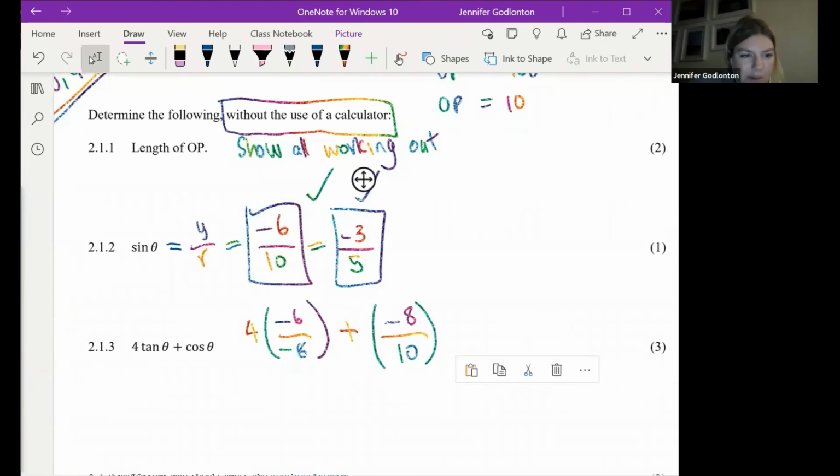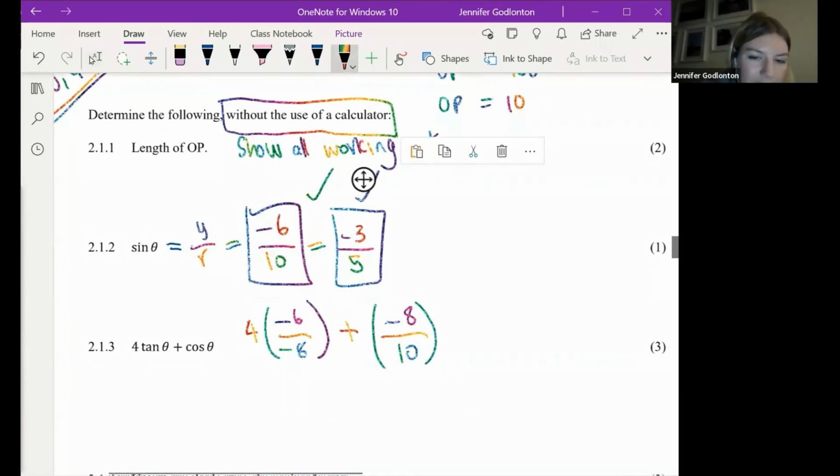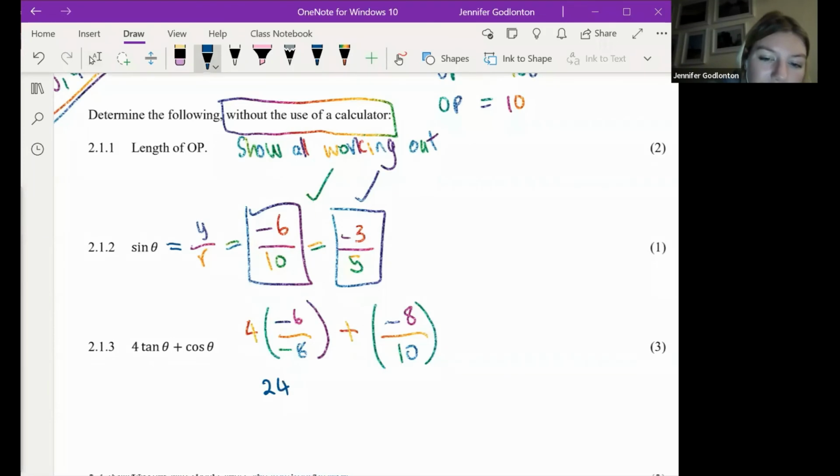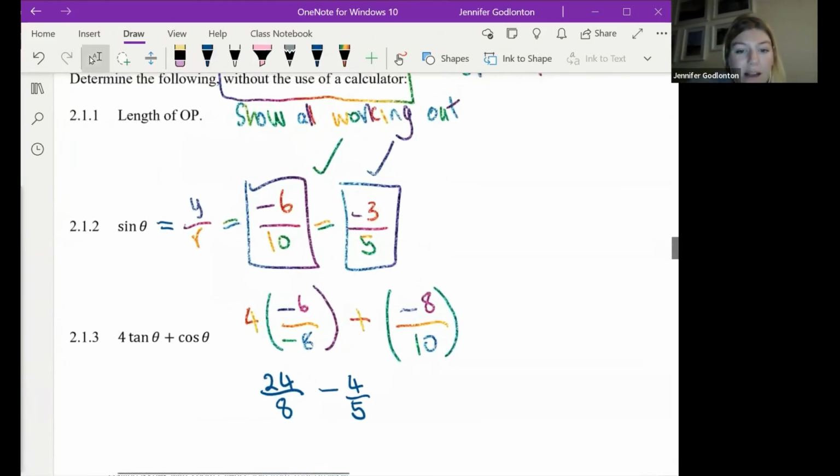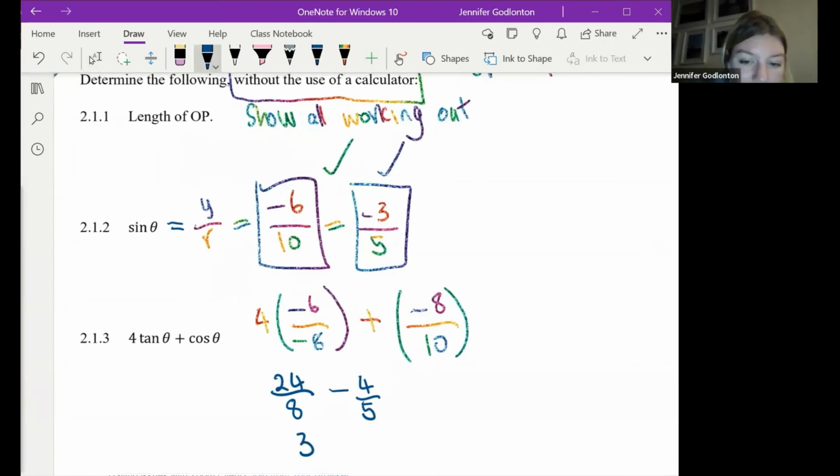Now I'm just going to do some simplification at this point. I can see that I've got negatives here, so a negative and a negative is going to become a positive, and I'm going to do some cross simplification. Maybe not even do cross simplification. So I've got 4 times 6, which is 24 over 8, plus a negative and a positive is a negative, so this is going to be a negative, and I'm going to have 8 over 10, which is going to simplify down to 4 over 5. Now 24 divided by 8 is 3.